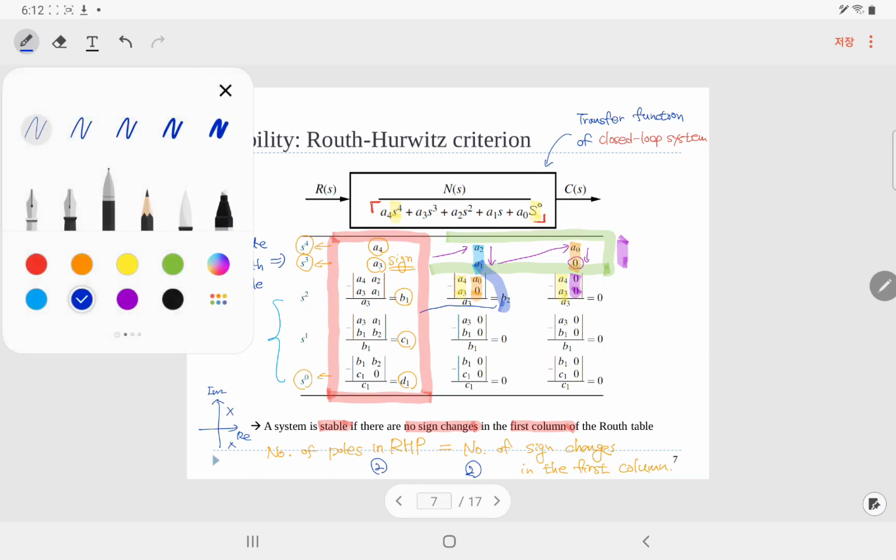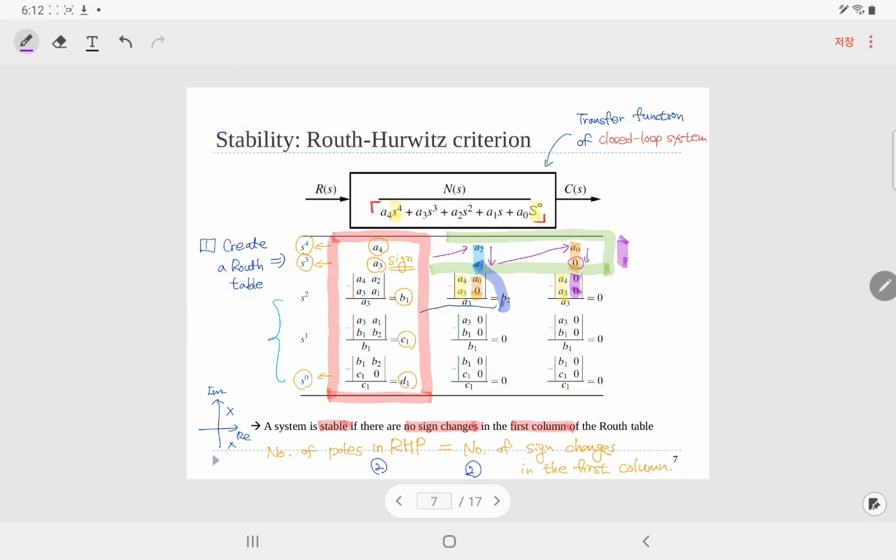If the sign changes occur 3 times, if there are three sign changes, then the number of poles in the right half plane equals 3. So this means that the unstable poles may be located here and here and here. These are all unstable poles.